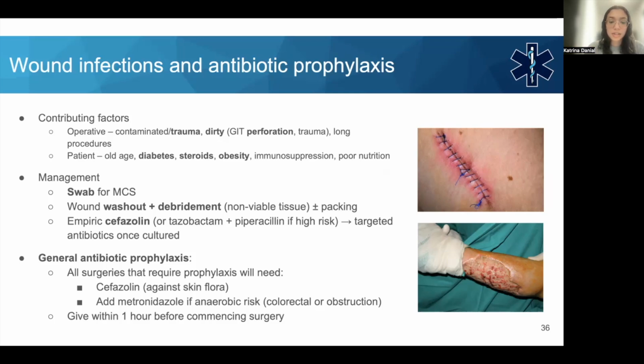Okay, so the main antibiotics you'll see in surgery are cefazolin. Okay, so that protects against skin flora. And then if it's a colorectal case or a gynae case, for example, they'll add metronidazole to cover for the anaerobes as well.